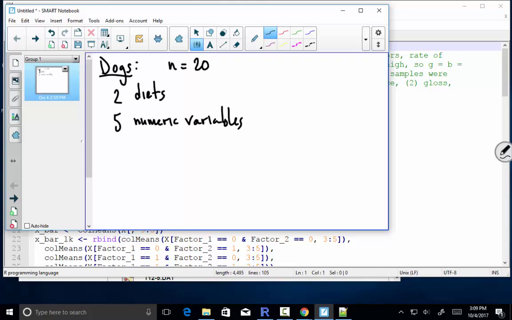But also of interest, or maybe even of more interest, is can we assess simultaneously all 5 of these things? What's the behavior of all 5 of them between the 2 diets? If all 5 of the variables are all kind of measuring health in some way, they're different, but they're all targeting the same basic physical characteristic, then it makes sense to consider them all together. Is the health impacted by diet, yes or no? That's a multivariate question.